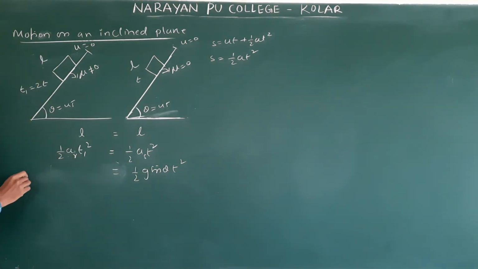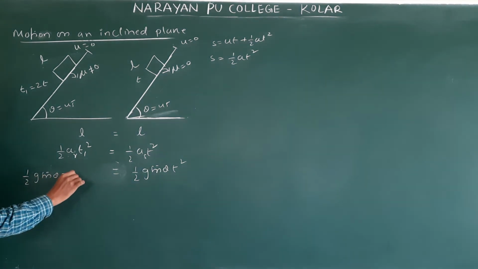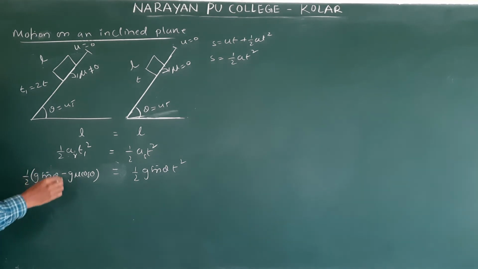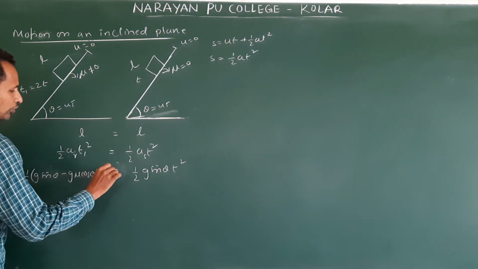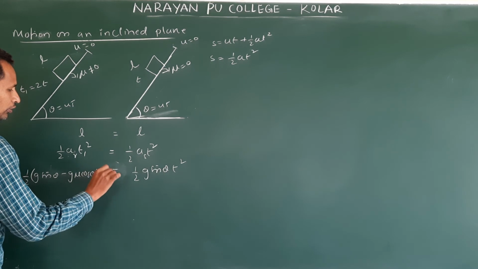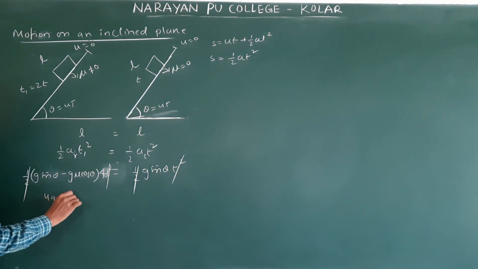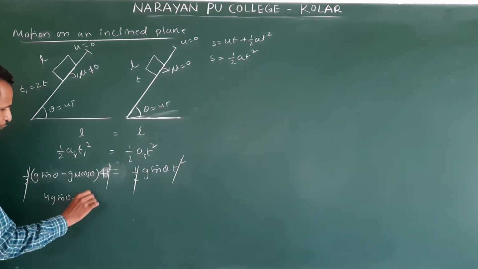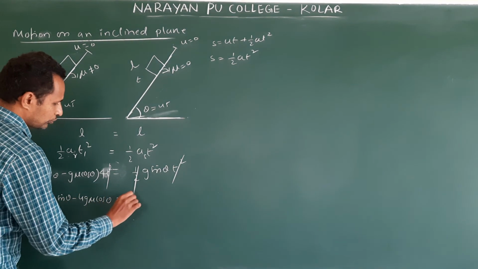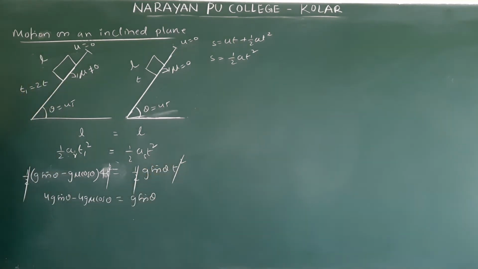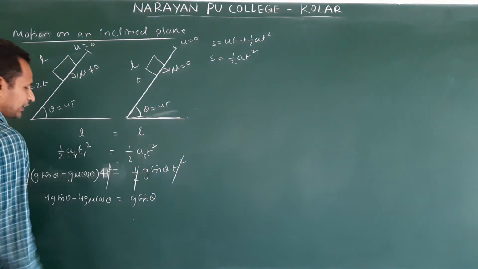What is T1? So here I write: half g sin theta minus g mu cos theta T1 square. It is 2t, so 4t square. T square cancel, half cancel. Clear? What we have? This multiply inside: 4g sin theta minus 4g mu cos theta is equal to g sin theta. Theta is what? Both the cases 45.